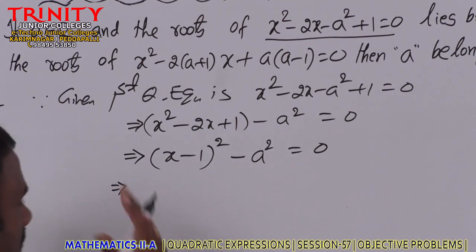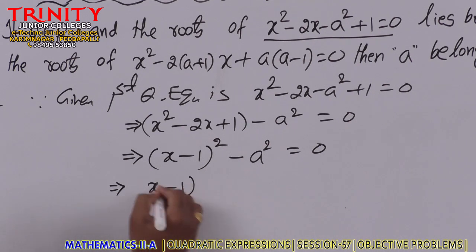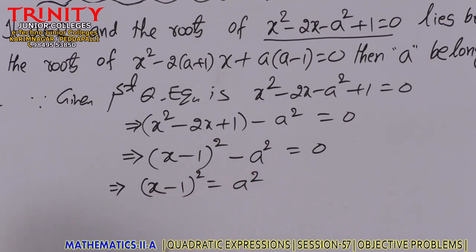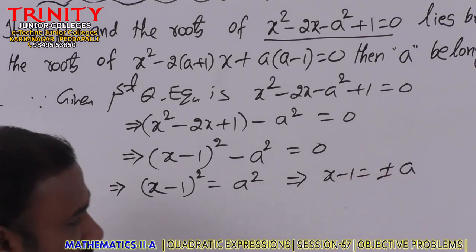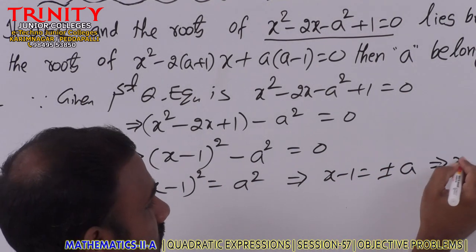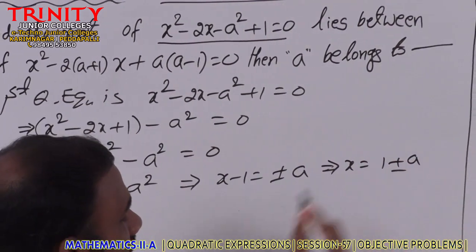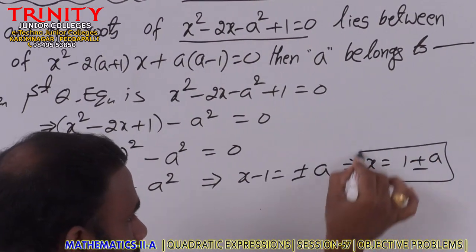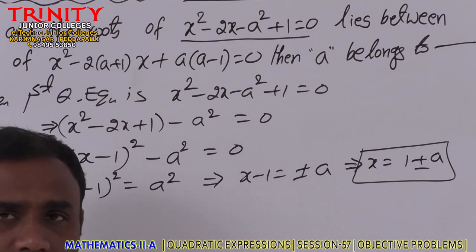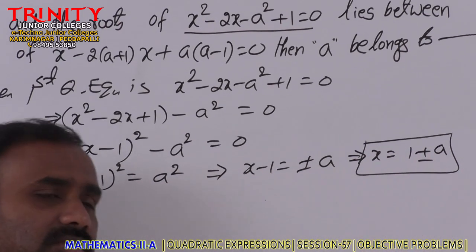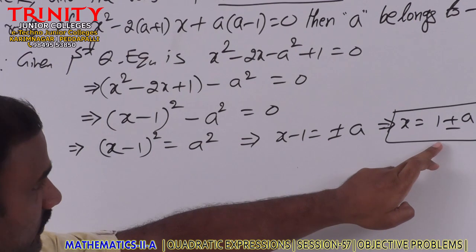Then what it becomes? x minus 1 whole square is equal to a square, which implies x minus 1 is equal to plus or minus a, which implies x is equal to 1 plus or minus a. Therefore, the roots are x is equal to 1 plus a and x is equal to 1 minus a. The roots of this quadratic equation are these.